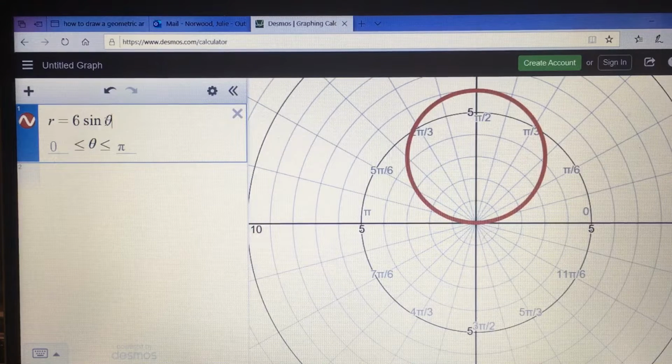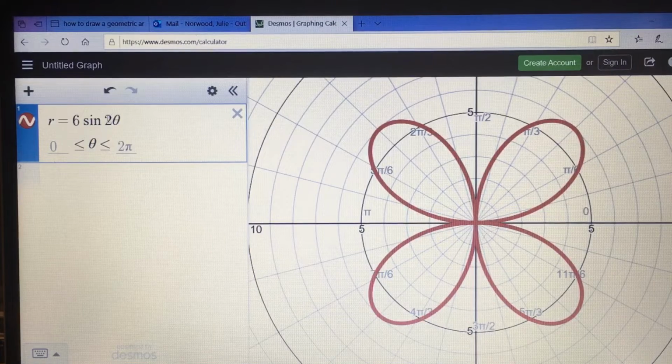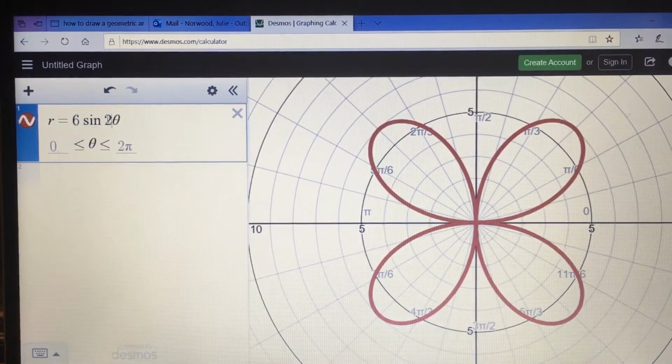Now put your cursor right in front of theta. Right now that's like a 1, and if you have a 1, it's like a circle. I want you to put a 2 in front of it. This shape, believe it or not, is called the rose. To me, it looks more like just a regular flower, but they called it a rose.